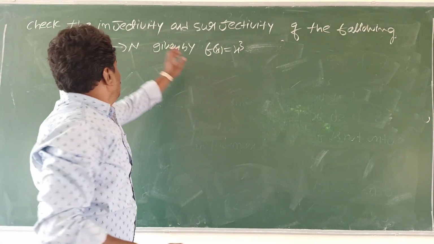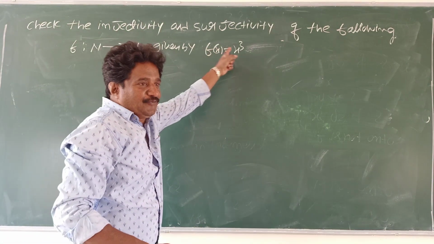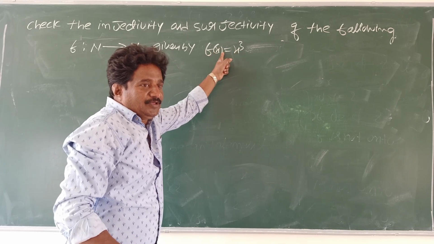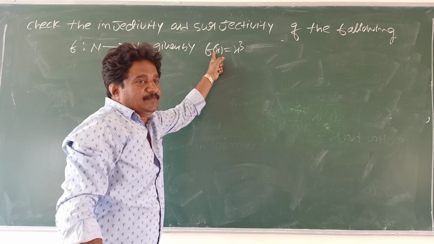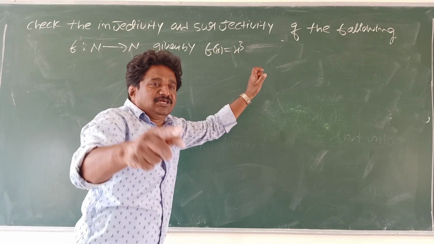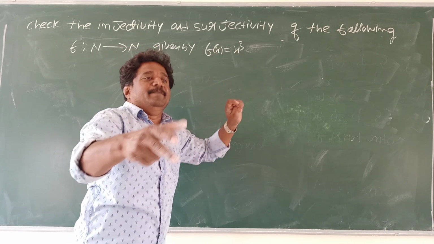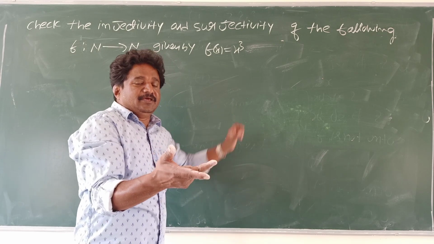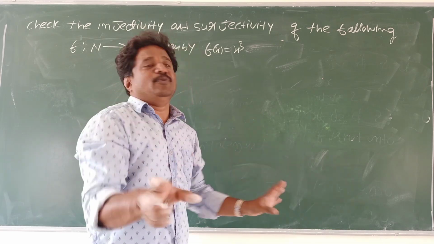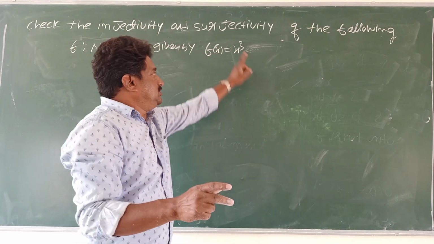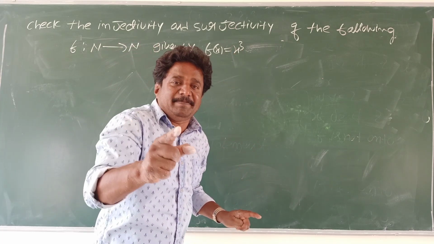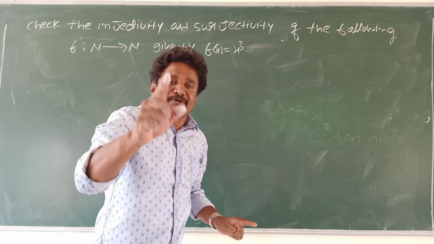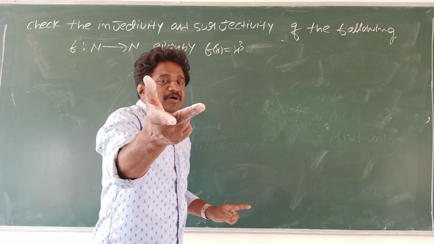Look at this. Put x is equal to 1. f(1) is 1, f(2) is 8, f(3) is 27, f(4) is 64. Are images same or different? Images are different. Images are different means it must be one-one. If images are same, it is not one-one. If images are different, it is one-one.